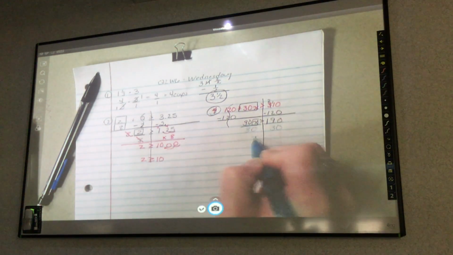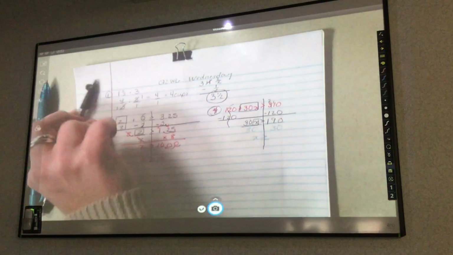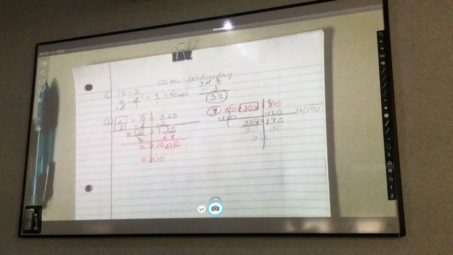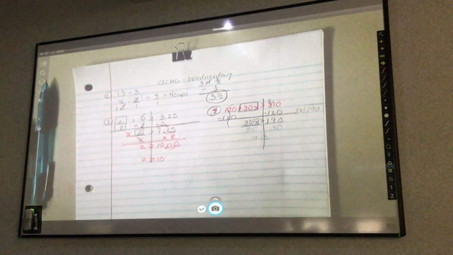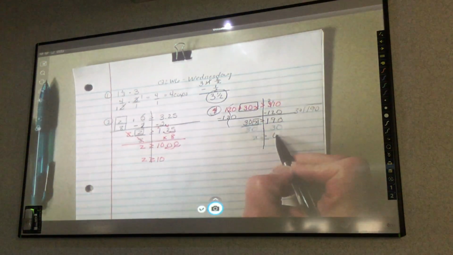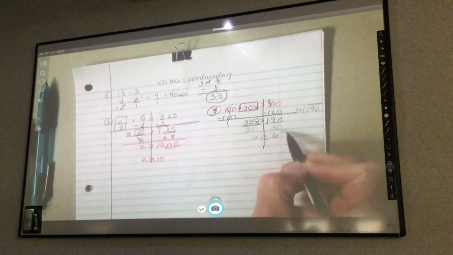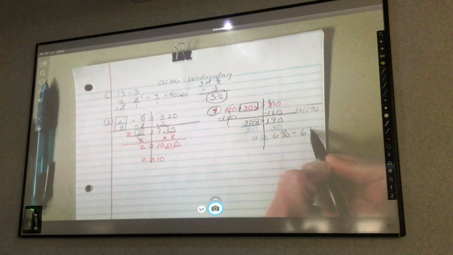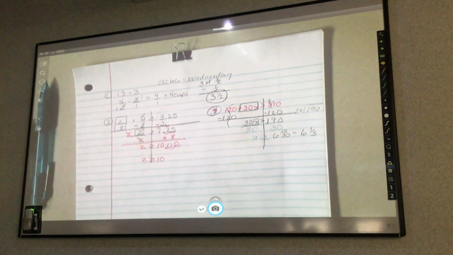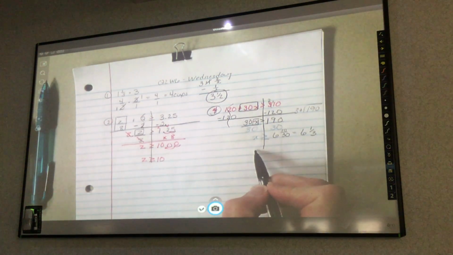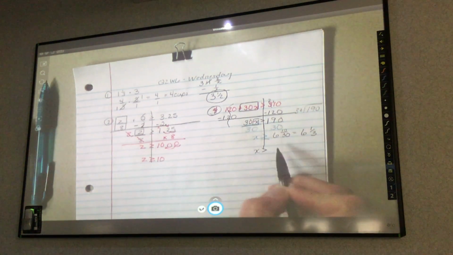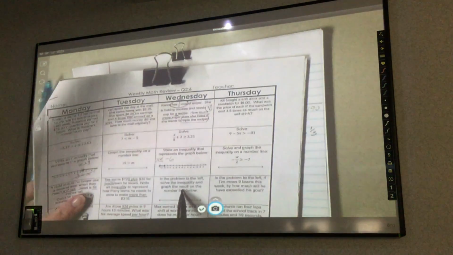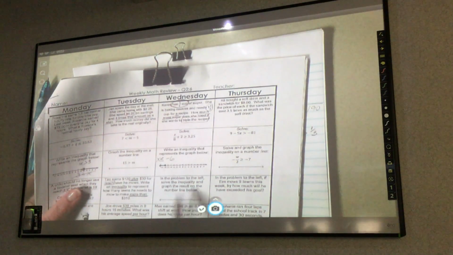So then x will be greater than, and if you have to, you do your math off to the side, 190 divided by 30. Next week you can just use your calculator, but you're showing all your work. It would be 6 and 10/30, which is 6 and 1/3. So x is greater than 6 and 1/3. I believe it tells us then we have to graph the result on the number line.